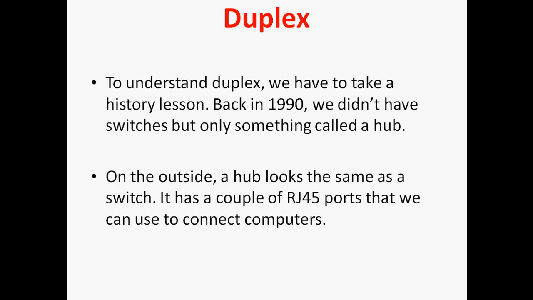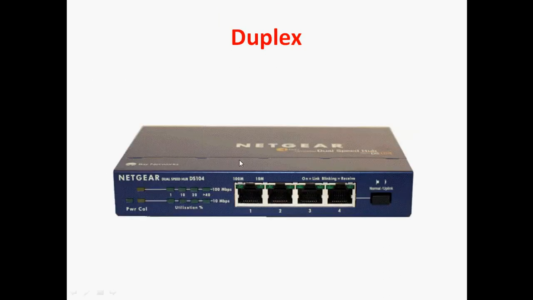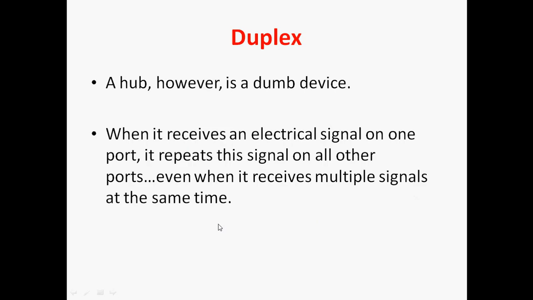To understand duplex, we have to take a history lesson. Back in the 1990s, we didn't have switches, we were using only hubs. On the outside, a hub looks the same as a switch, and it has a couple of RJ45 ports that we can use to connect computers. Here we can see 4 ports on that hub. However, a hub is a dumb device.